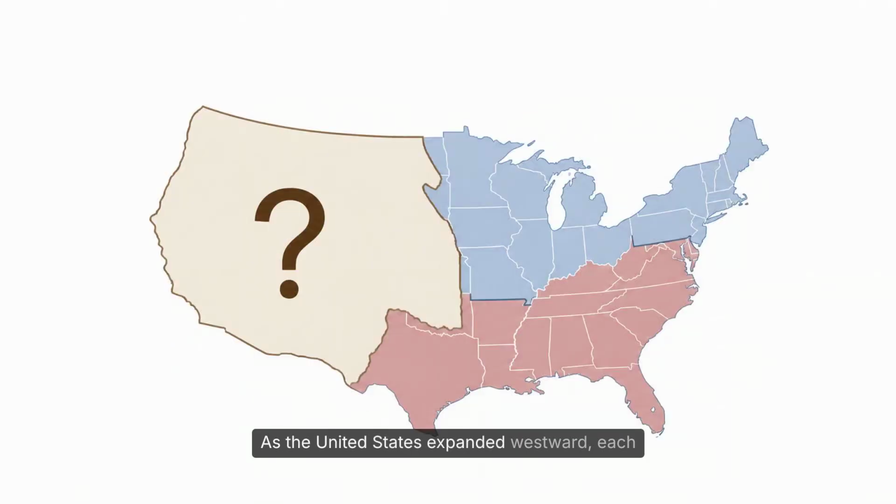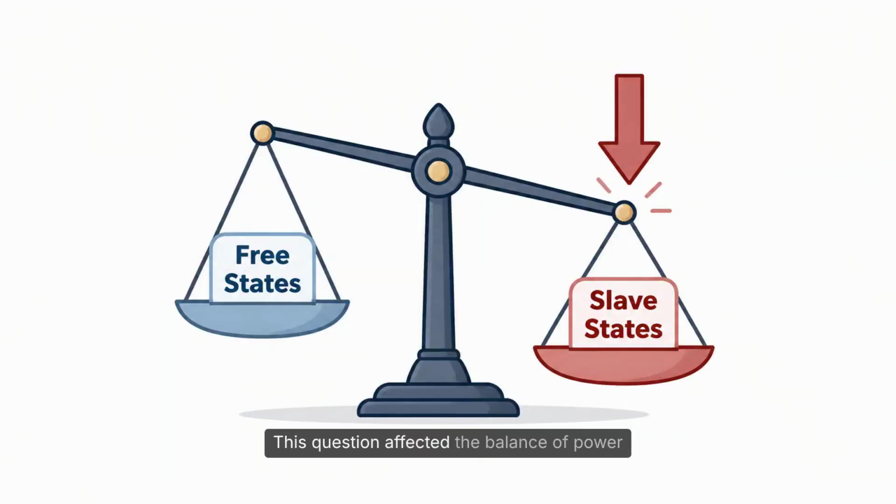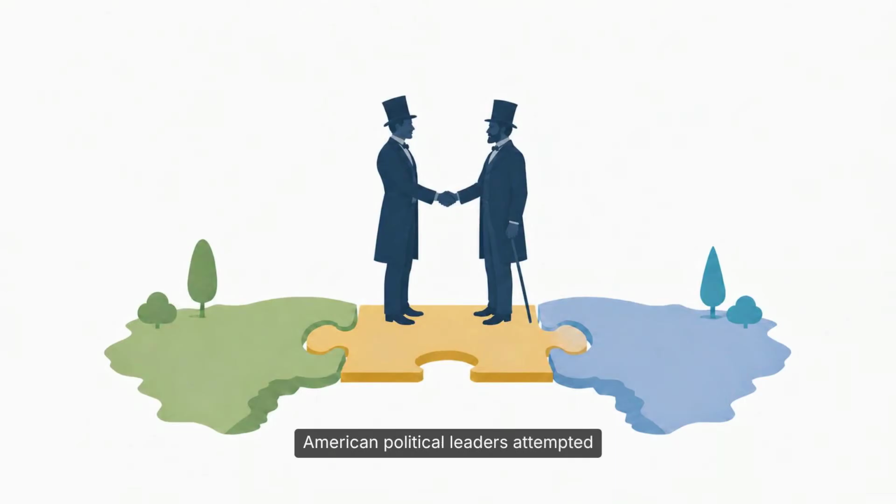As the United States expanded westward, each new territory raised an important political question. Would slavery be permitted there? This question affected the balance of power between free and slave states in Congress. American political leaders attempted to resolve the issue through compromise.